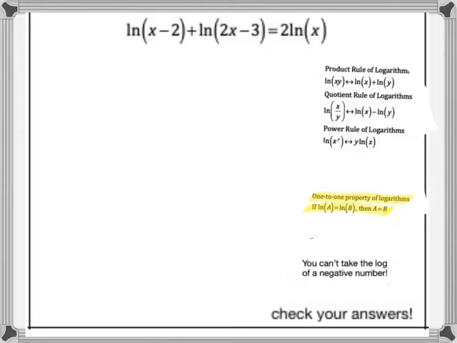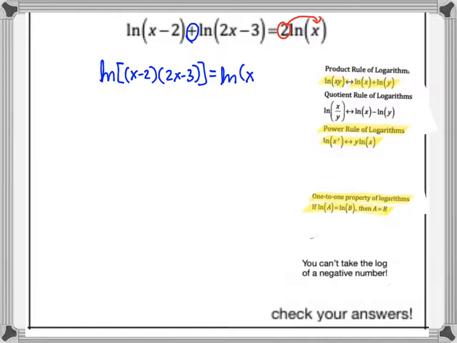So going left to right here, I'm going to take advantage of this plus sign. I've got two logs that are being added, so I'm going to make those into a product. And I also have this one right here that I'm going to pop up there using the power rule. So let's rewrite this as the natural log of (x minus 2) times (2x minus 3) equals the natural log of x to the second.